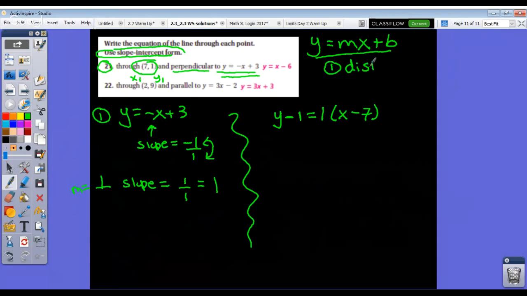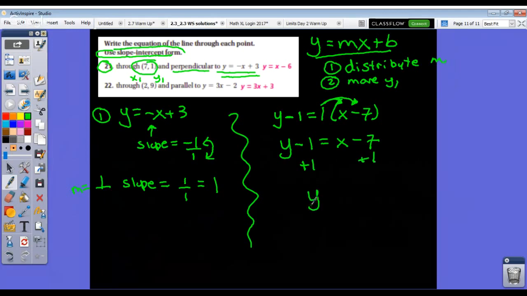The first thing we're going to do is distribute the slope. So it doesn't really matter because it's a 1, but for purpose of procedure, I'm going to multiply the 1 and I get y minus 1 equals 1x. And then the second thing we're going to do is move the y1. It's minus 1, so I'm going to add 1 to both sides. So I get y equals x minus 6, and with that one.